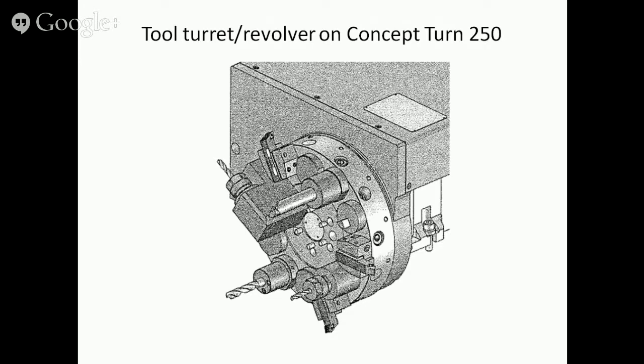This is the tool turret of Concept Turn 250 TCM, often also called revolver. On Concept Turn 250 TCM, 12 tools can be installed. 6 of them may be driven tools for milling.